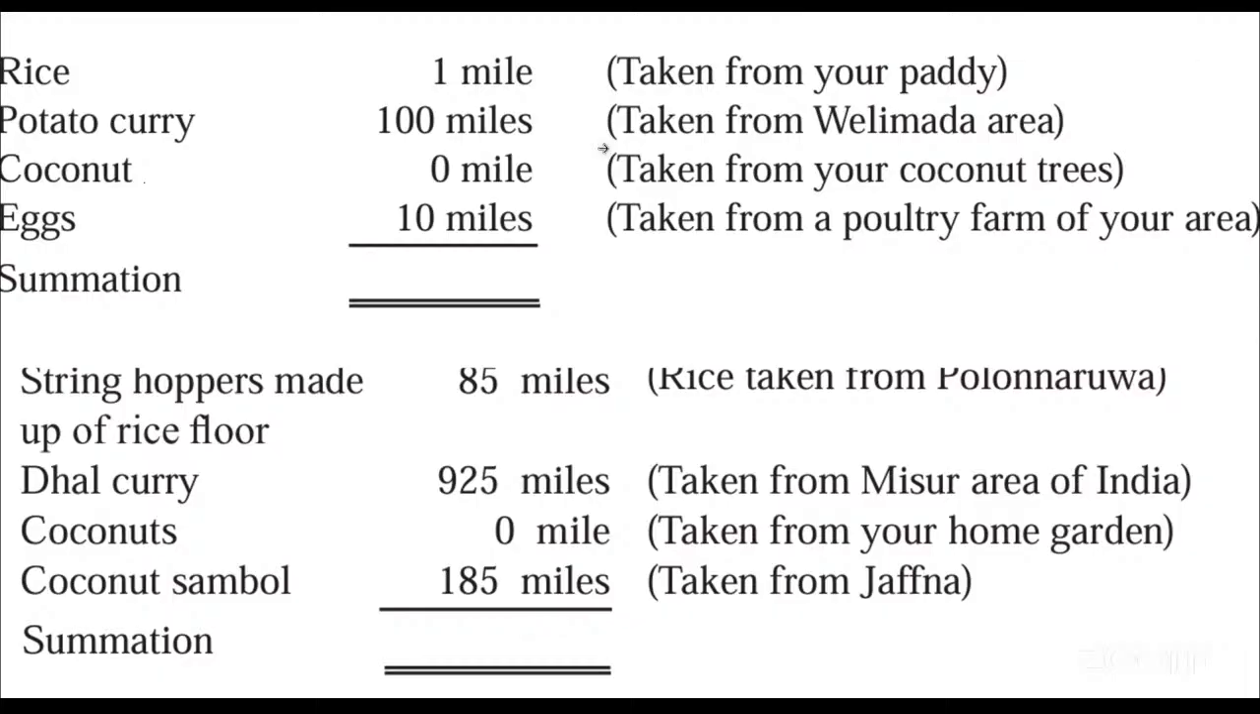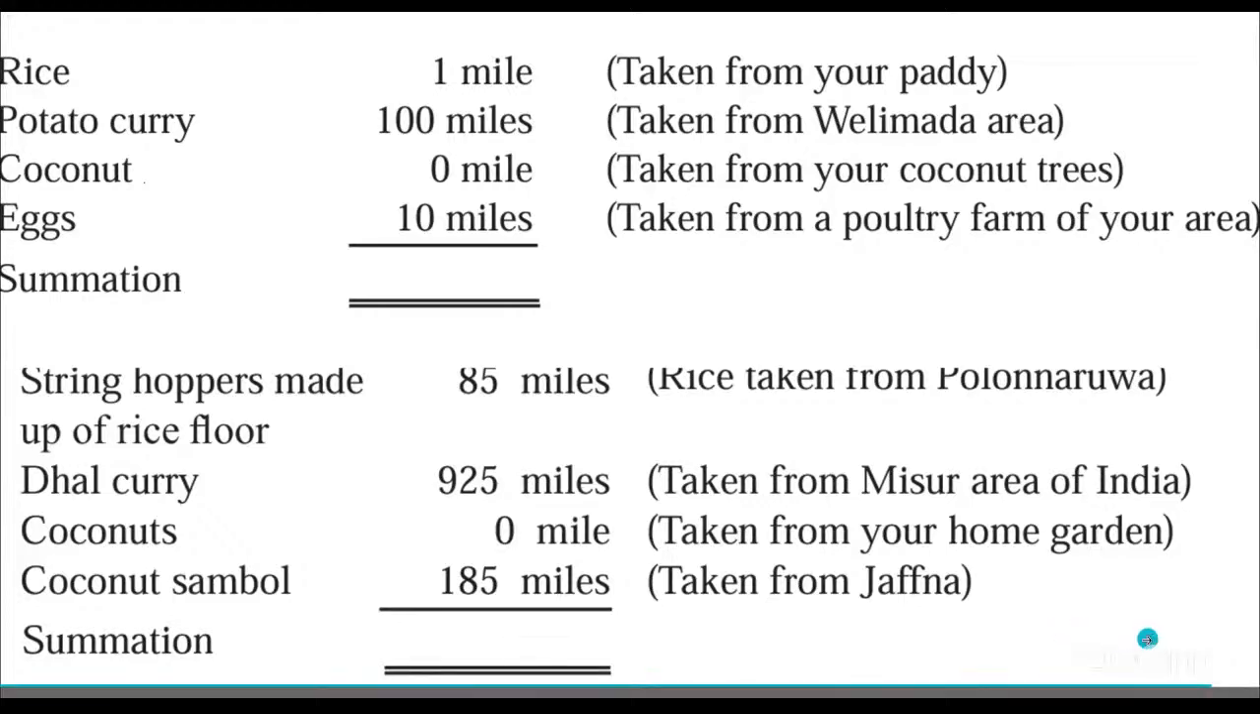String hoppers made up of rice flour. Okay, they have put rice flour. These spellings. Wait, I'm doing the addition myself. Hold on. 1195. Yes, 1195 miles. That's right. I hope you're not seeing it from the textbook.